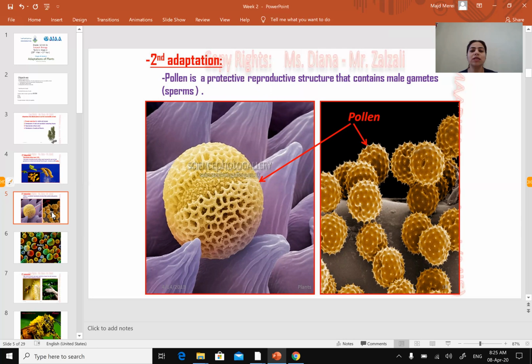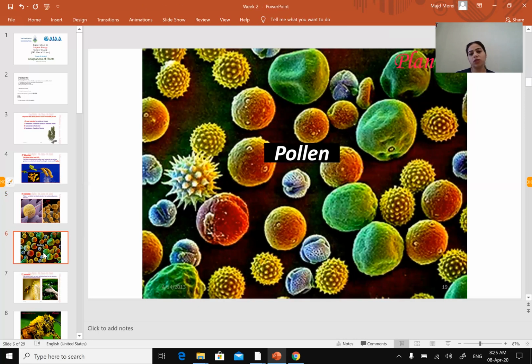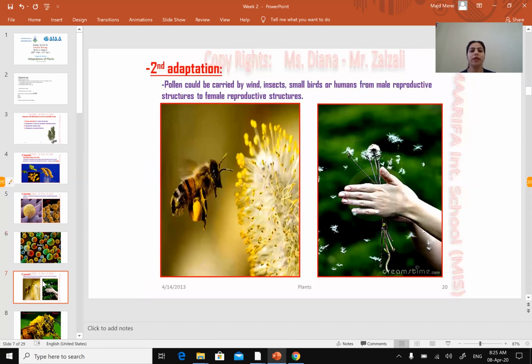Here in this diagram, you can see different diagrams that show pollen, how they look under the microscope. Notice how some of them, for example, have spikes. This will allow them to attach to the fur of animals. Some of them don't have spikes, but they can simply move with the wind. This diagram also shows different pollen. Pollen could be carried by wind, insects, small birds, or humans, from male reproductive structures to female reproductive structures.